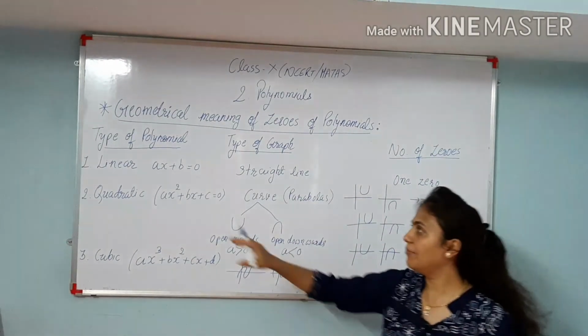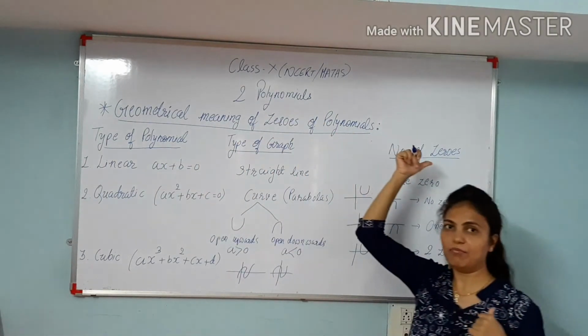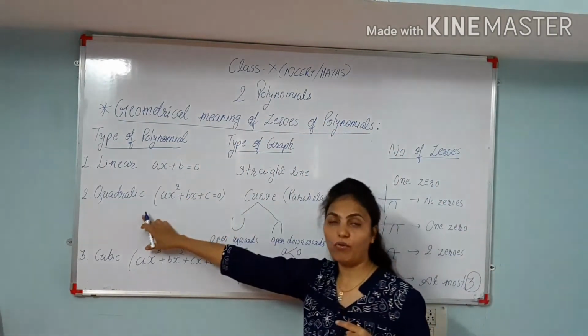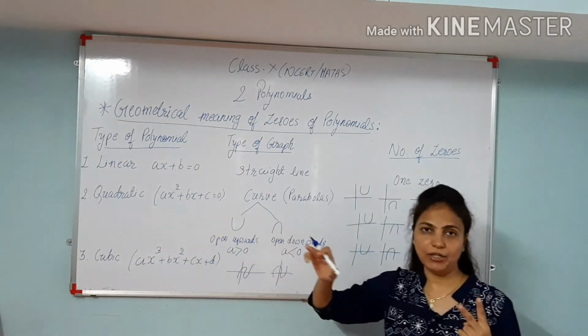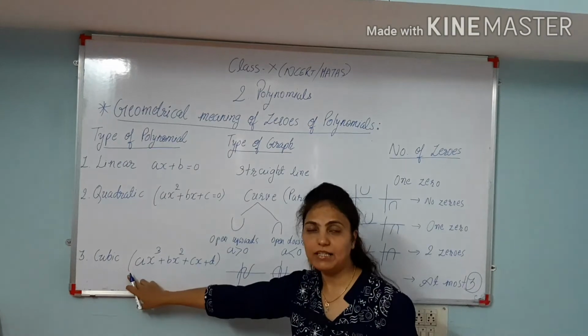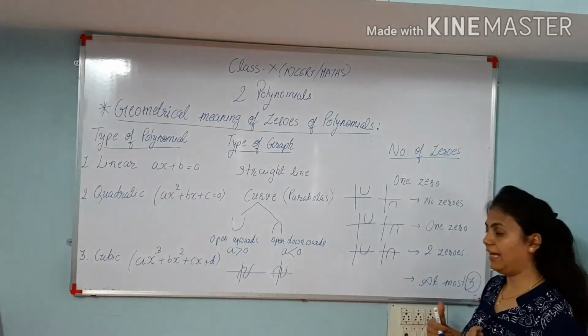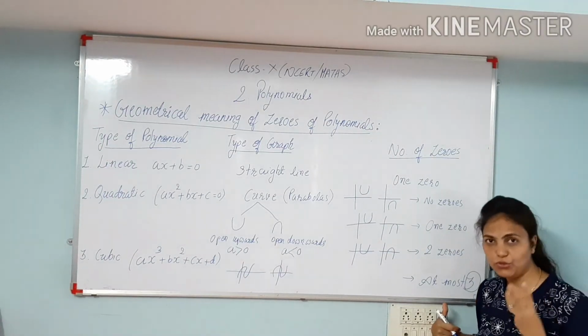So you can easily remember: a linear equation has degree 1, that's why the number of zeros is 1. A quadratic equation has degree 2, that's why it will have at most 2 zeros. And if it is a cubic equation, it has degree 3, then it can have a maximum number of zeros 3.